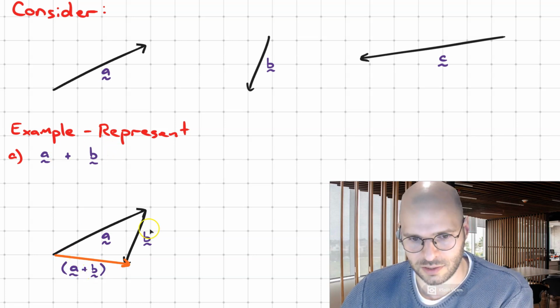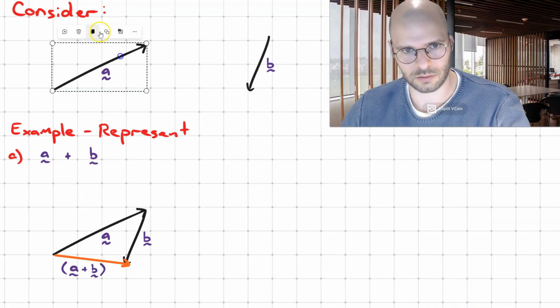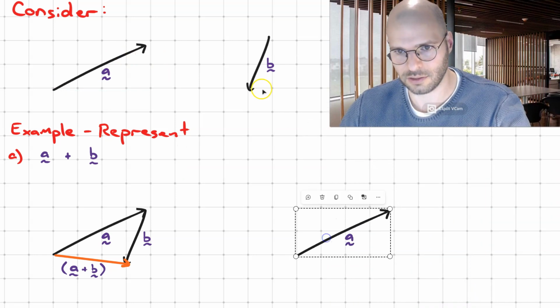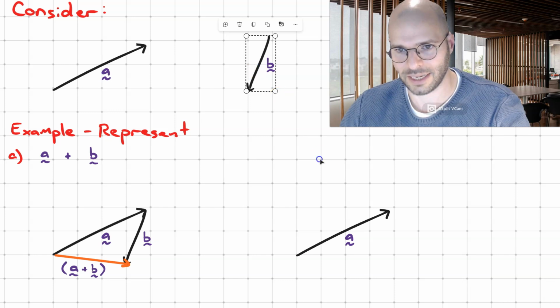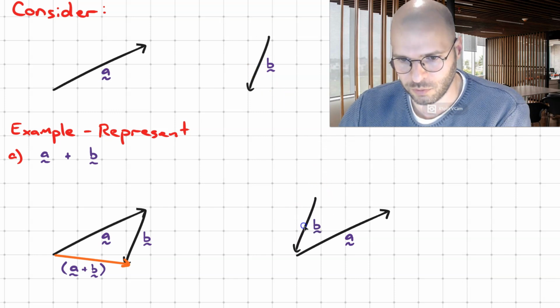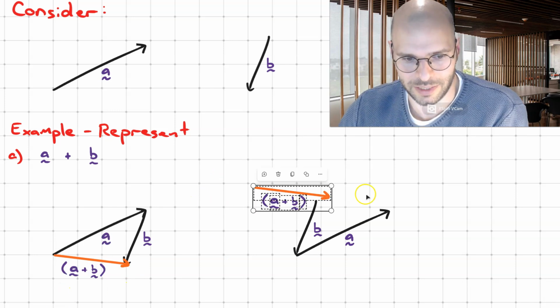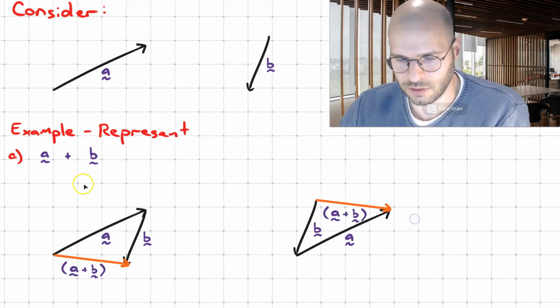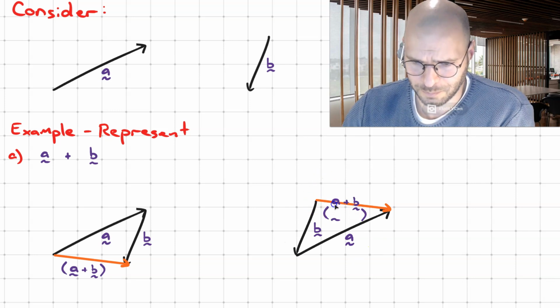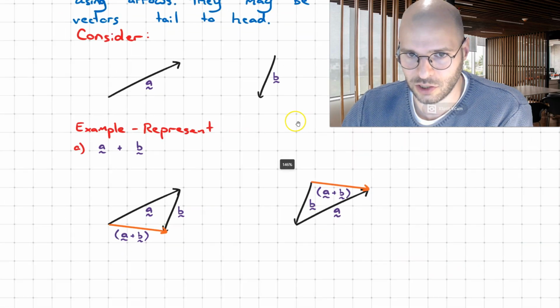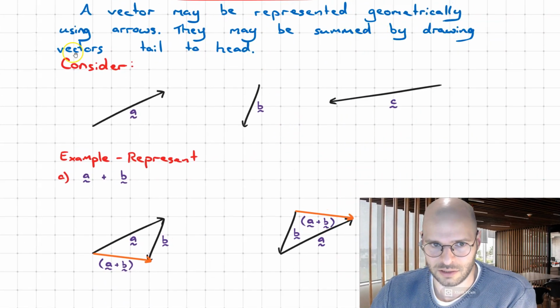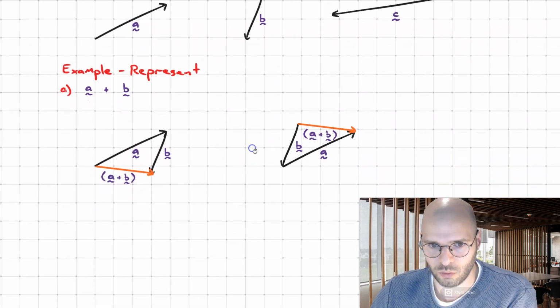Now again, the order doesn't matter in this. I could have gone vector A and then vector B, or I could have started with vector B, and I still would have found that I get vector A plus B shown like so over here. So the order itself doesn't matter. It still works out the same, but the method we use is we always go by summing vectors tail to head. Alright, let's have a look at one more.